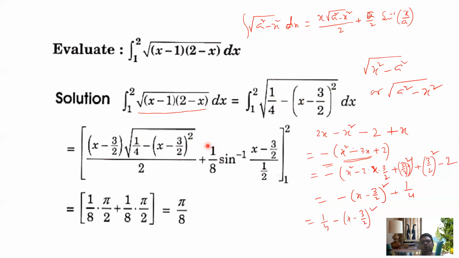We have this formula. Then the upper limit is 2, the lower limit is 1. So if I substitute here, very easily we can find the answer. 1 by 8 into pi by 2 plus 1 by 8 into pi by 2, that is pi by 8 is the answer. If I substitute the upper limit and lower limit, you will get the answer.